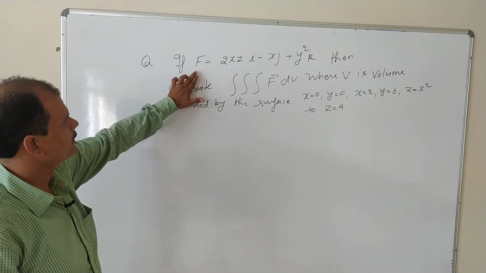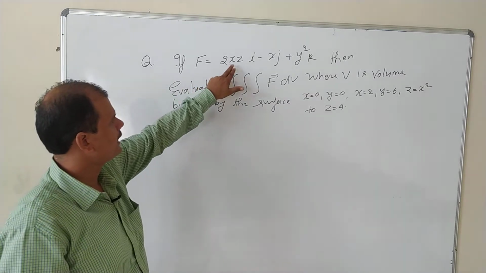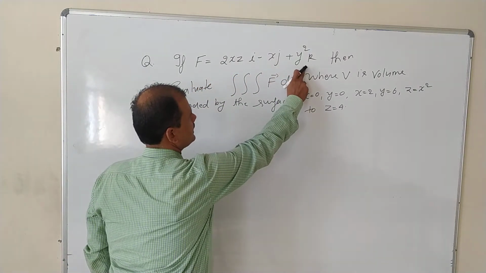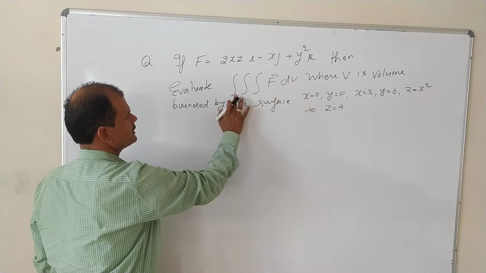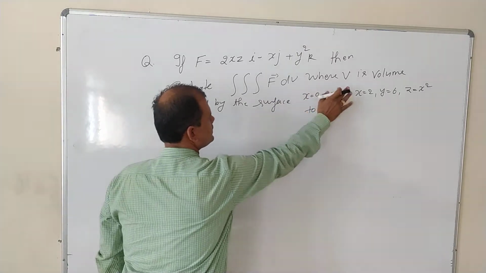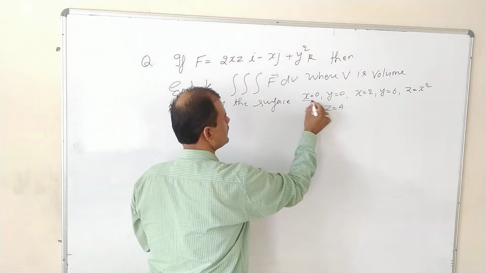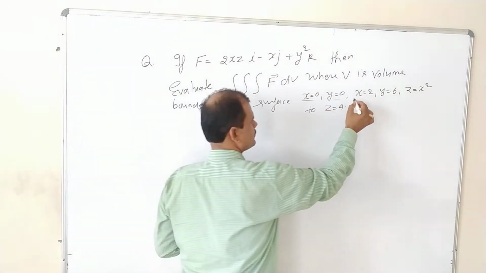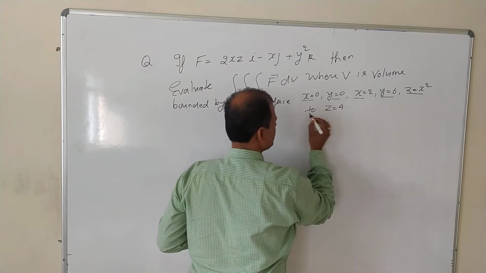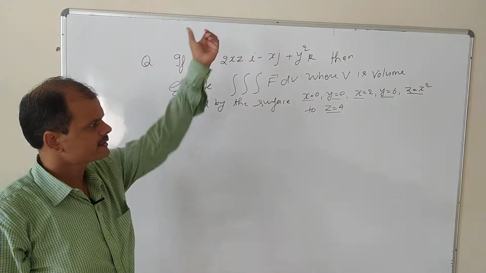Question is, if f is the given vector point function f equal to 2xz i minus x j plus y square k, then evaluate the triple integration of f dV, where V is the volume bounded by the surfaces x equal to 0, y equal to 0, x equal to 2, y equal to 6, z equal to x square and z equal to 4. So directly it's given the limits here.